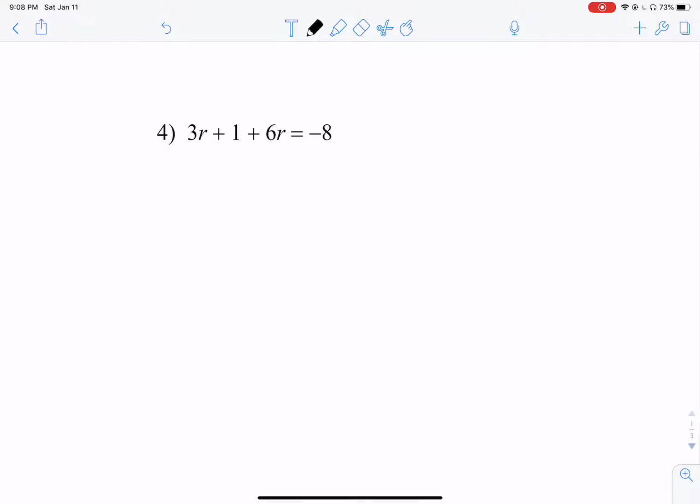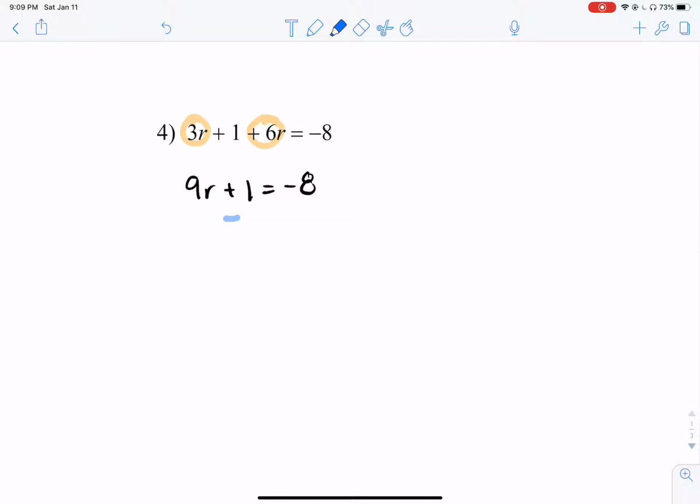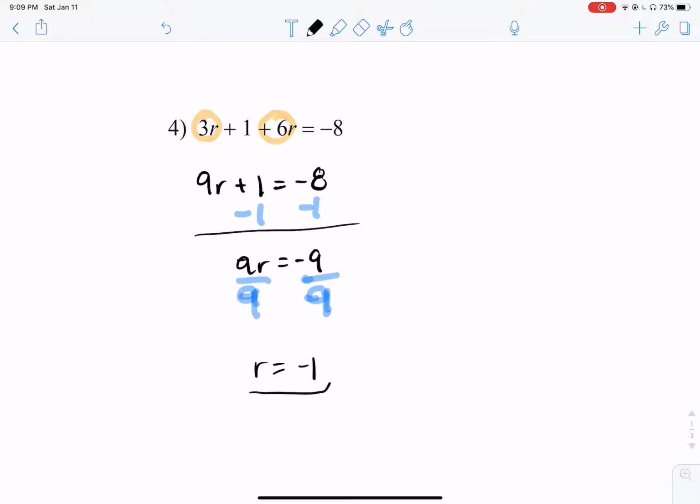Now for problem number 4, the like terms on this example are these two right here. So we're going to combine those, and that's going to equal 9r. We bring down the constant of 1, and that's going to equal negative 8. We are going to subtract 1 from both sides, and 9r is going to equal negative 9. We then divide by negative 1. We divide by 9, sorry about that. We divide by 9. And r is going to equal negative 1. I was thinking about the answer. r is equal to negative 1.